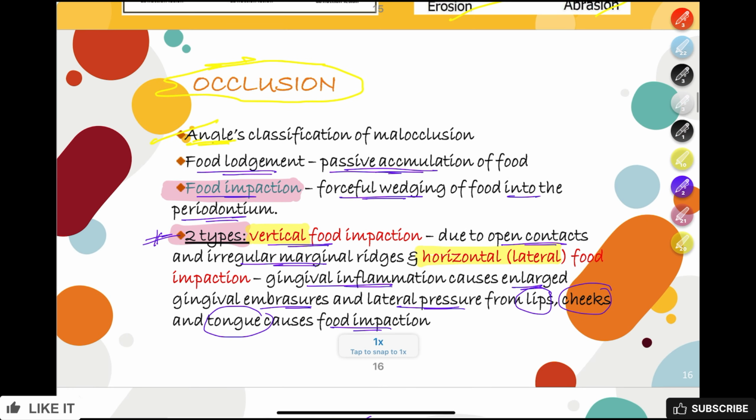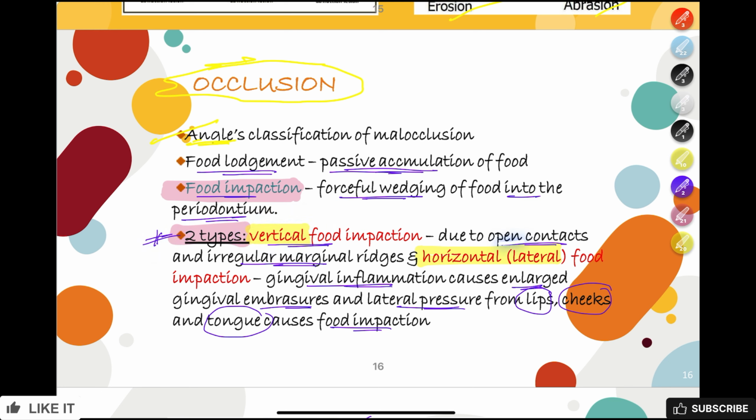Now the next thing is occlusion, which we should note in the case history. Angle's classification of malocclusion is very important. Food lodgement and food impaction. What is the difference between the two? Food lodgement is the passive accumulation of food, while food impaction is the forceful wedging of food into the periodontium. There are two types: vertical food impaction and horizontal or lateral food impaction.